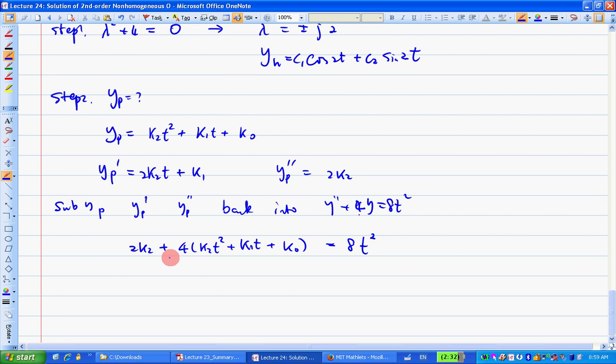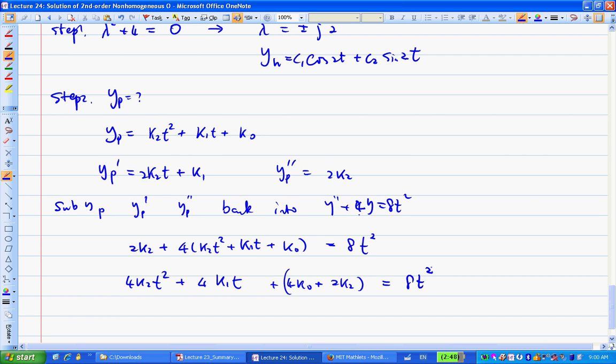Okay, so then here, what you do is you group similar terms. Let's see, what do I have? We have 4k2 t squared. There's only one term of this, so let's just leave it as is. And I have 4k1 t. That's only one term regarding the t, so I'm going to just keep this as it is. And there are two constant terms: one is 4k0 and the other is 2k2. Overall this equals 8t squared.